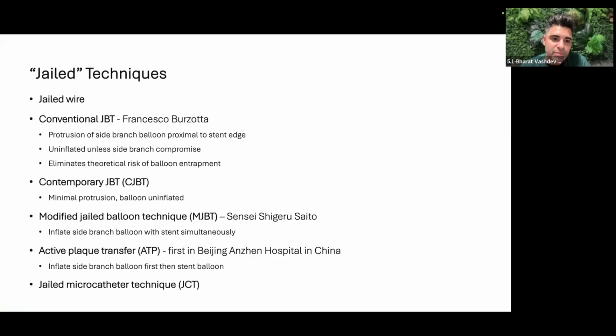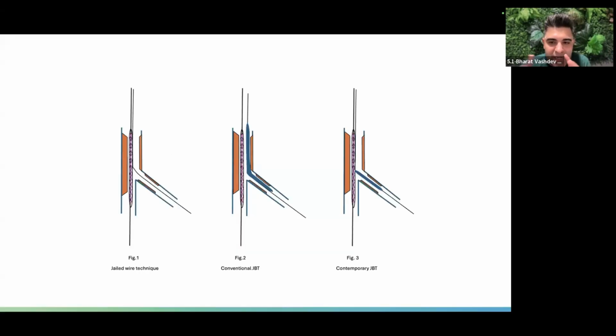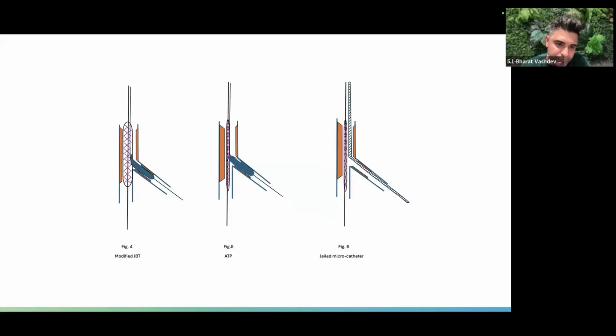The contemporary jailed balloon technique, which is a variation of the jailed balloon technique, uses a similar concept, but minimizes the protrusion into the main vessel. So really you have an uninflated balloon just sitting across the ostium, and it sits there while you inflate your stent, POT, and post-dilate.